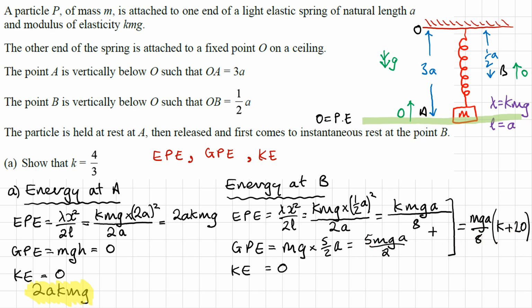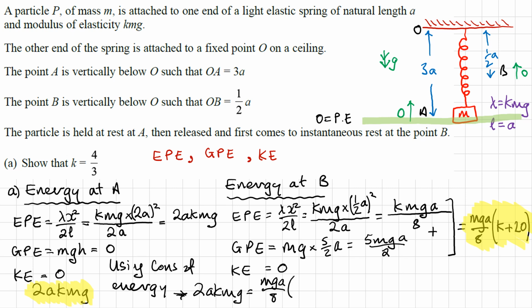Okay, so this is the other bit I want to highlight. Using the conservation of energy. Yeah, I don't think you need to state that, but I will anyway. So using conservation of energy, energy at the start equals energy at the end, so I'll have 2a kmg is equal to mga over 8 times by k plus 20. And what I want to do is to rearrange to make k the subject.